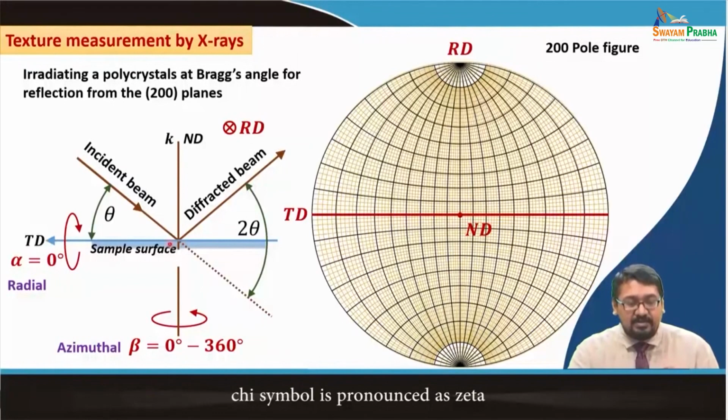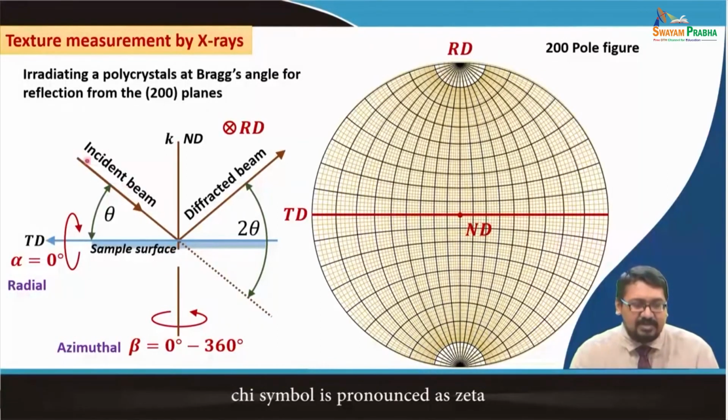So, at this position, if the sample is irradiated with copper K alpha radiation, lambda equal to 1.54, for theta equal to 64.5 degree or something, then if any intensity from the 200 planes comes, those 200 planes basically lie perpendicular to this ND direction, right. So, all the 200 planes which are lying on the surface of the sample should get diffracted.